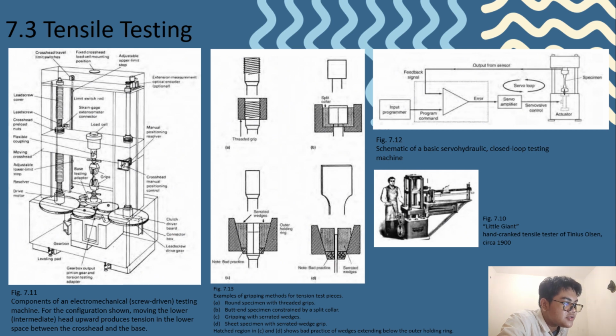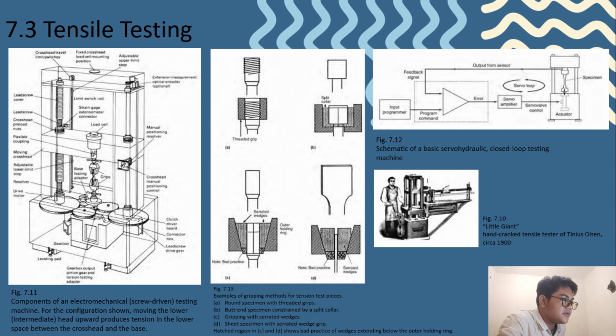For the configuration shown, moving the lower intermediate head upward produces tension in the lower space between the crosshead and the base. Then we get figure 7.12, the schematic of a basic servo-hydraulic closed-loop testing machine.